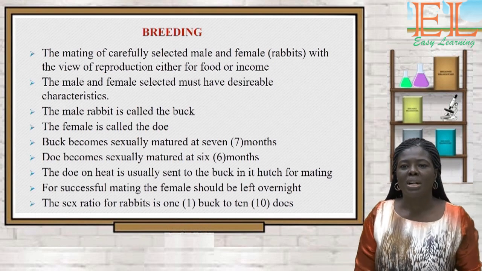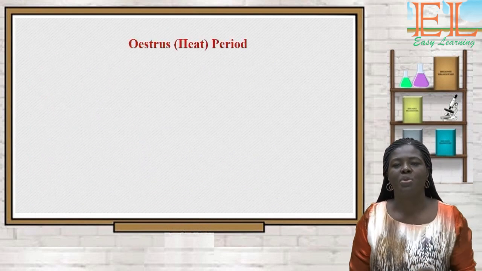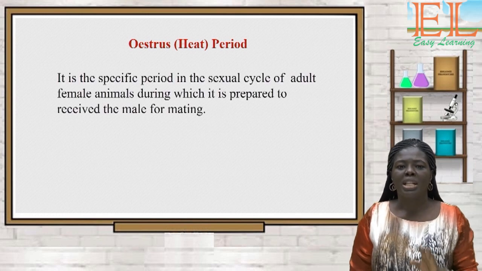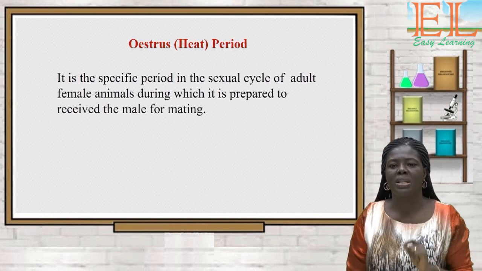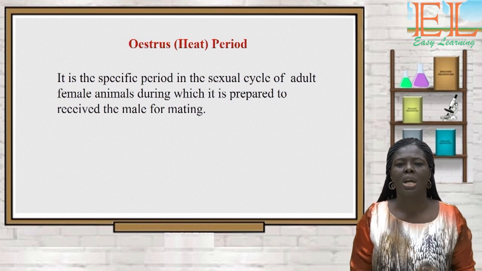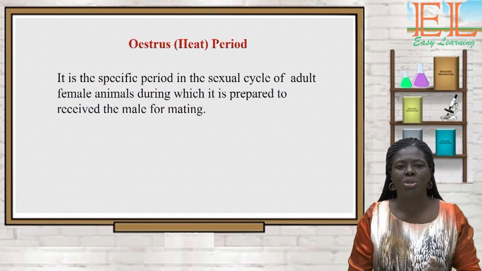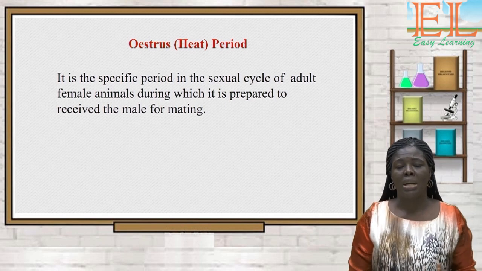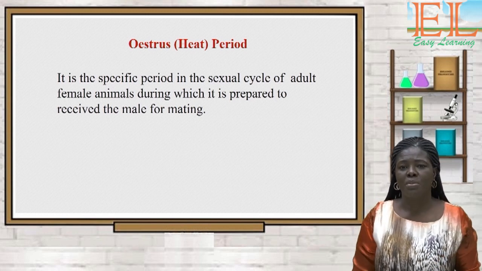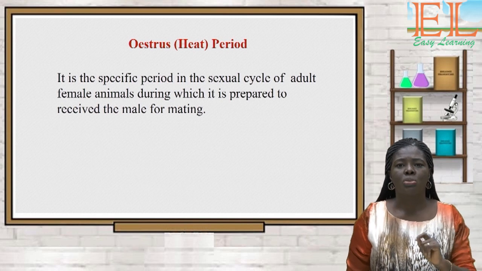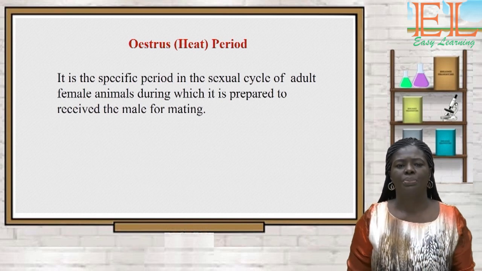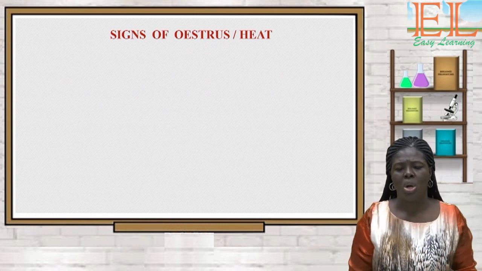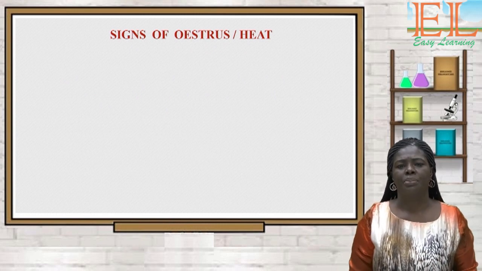Now, let's look at oestrus or heat period in rabbits. Oestrus is the specific period in the sexual cycle of adult female animals during which it is prepared to receive the male for mating. So, at that particular time, when you send the female to the male, it will allow the male to cross it. What are some signs that will let you know that your animal is on heat?